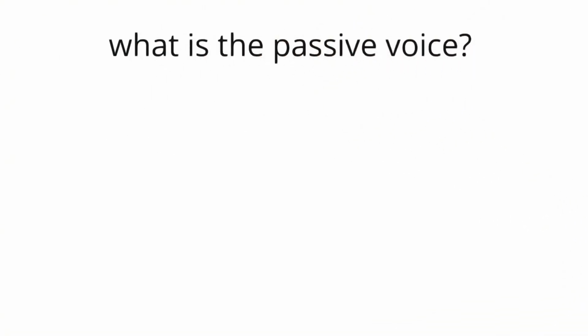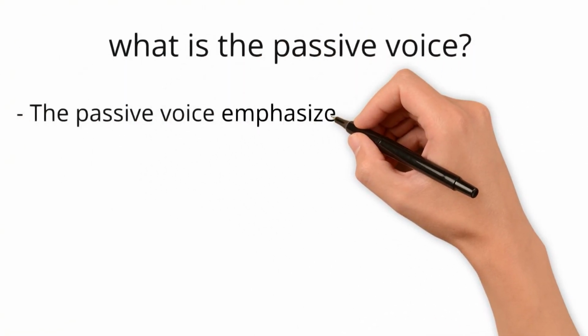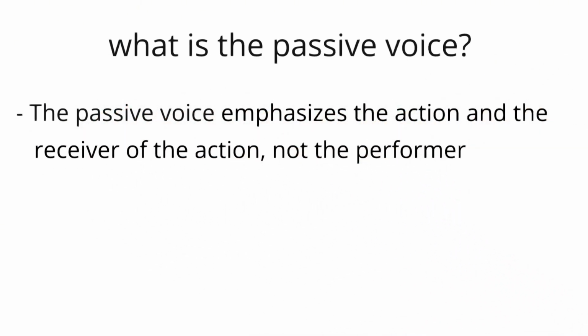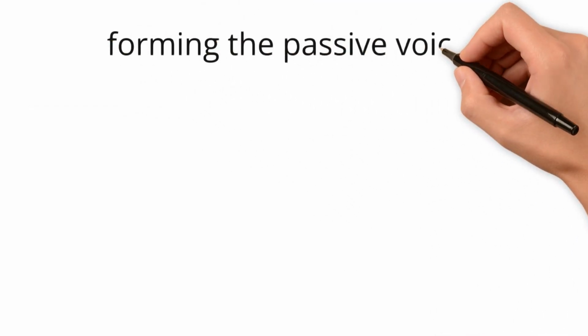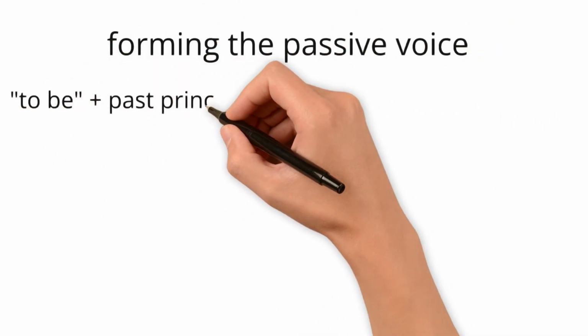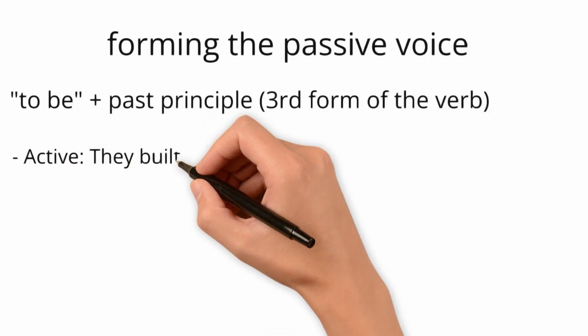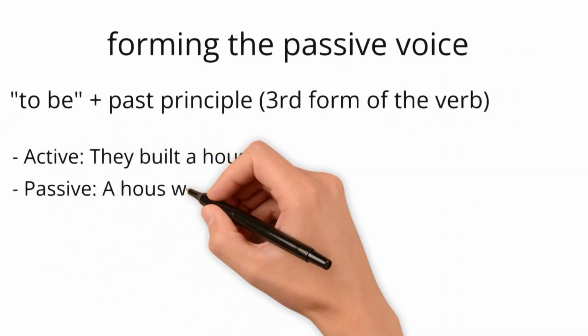The passive voice is a sentence structure that emphasizes the action and the receiver of the action, rather than the performer. To form the passive voice, we use a form of to be, followed by the past participle of the main verb. Let's look at some examples.